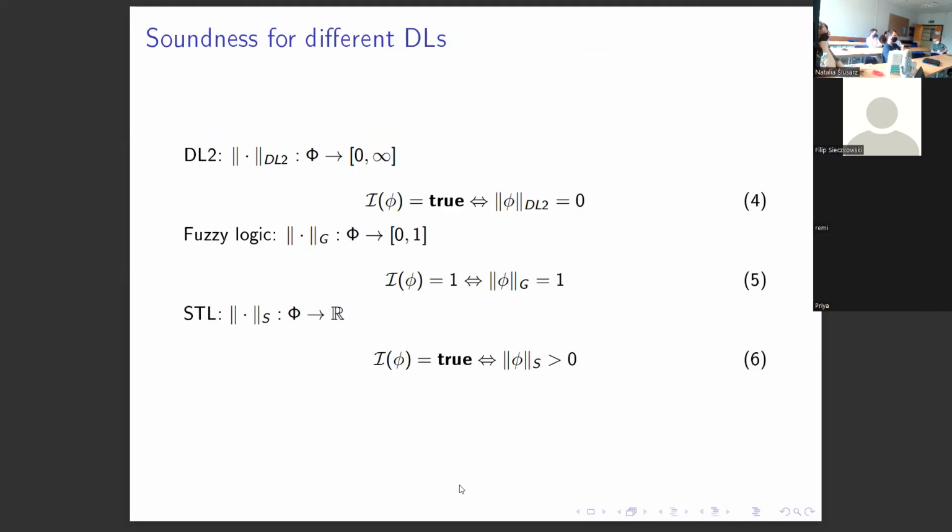So in line 5, should that read calligraphic I of phi equals true if and only if? It should be true or absolute true. So 1 in fuzzy logic denotes a kind of absolute truth. So this is true, but this is completely true. Yes, it should be true, essentially.